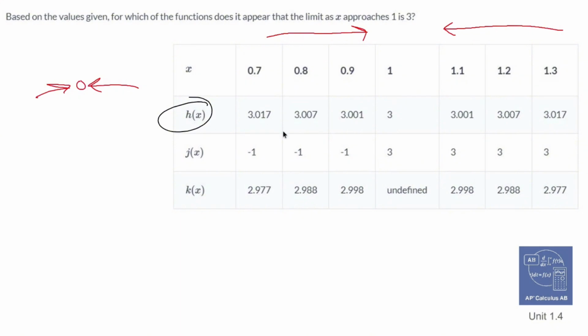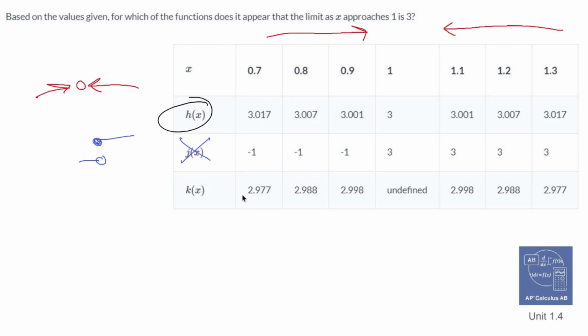Now let's take a look at j of x. J of x, you're at -1, -1, -1, 3, 3, 3, 3. So graphically what that looks like is you have something way down here and then something way up here, and those do not meet at the same spot. So j of x is a no-go.